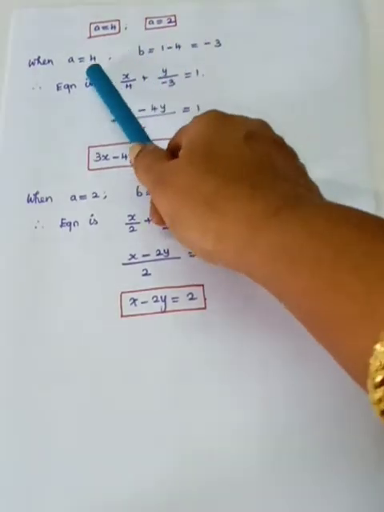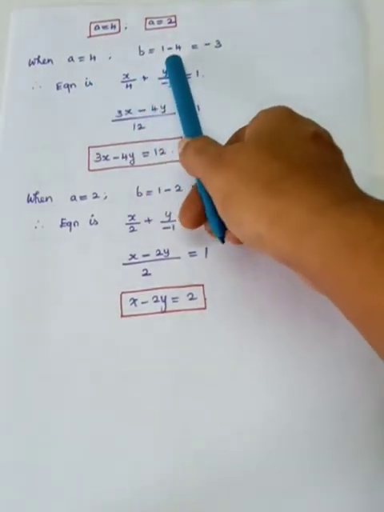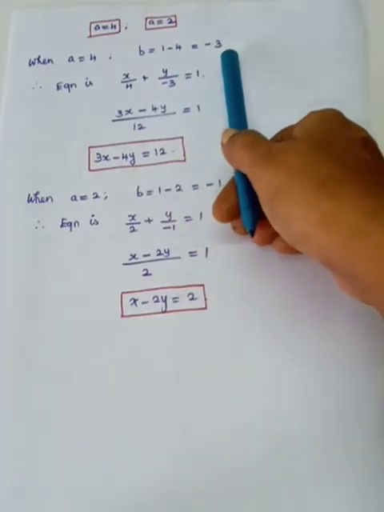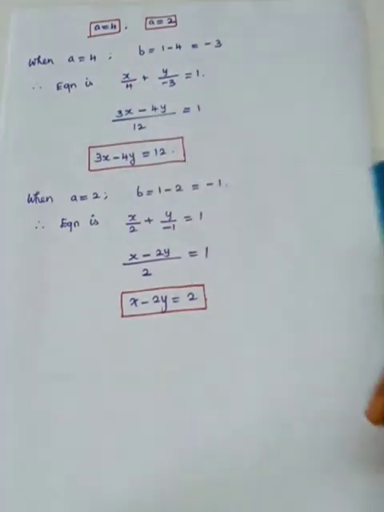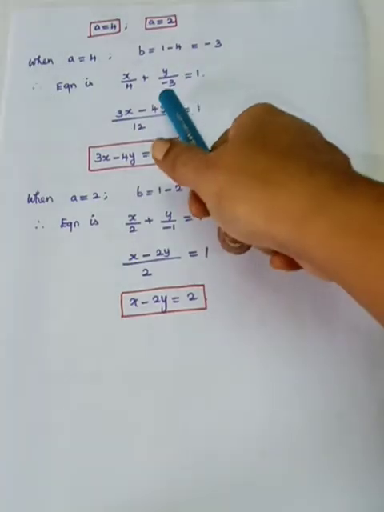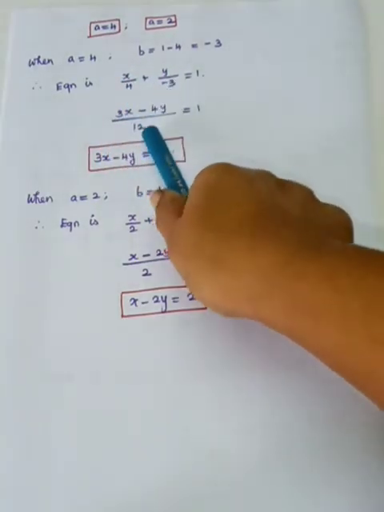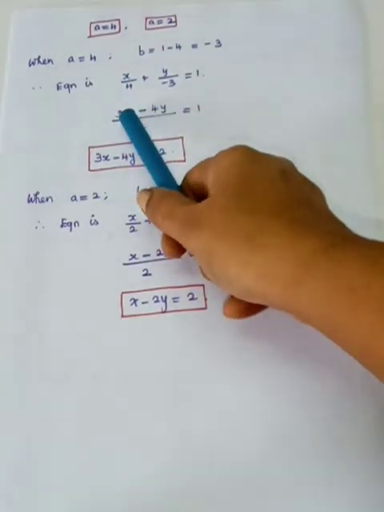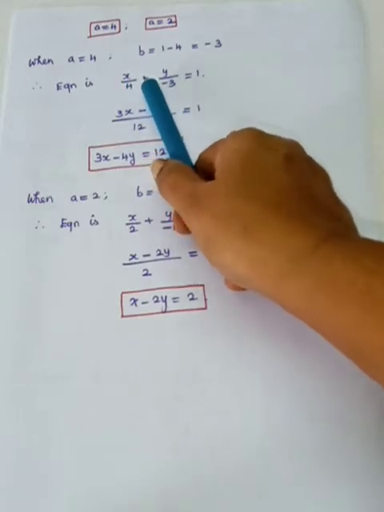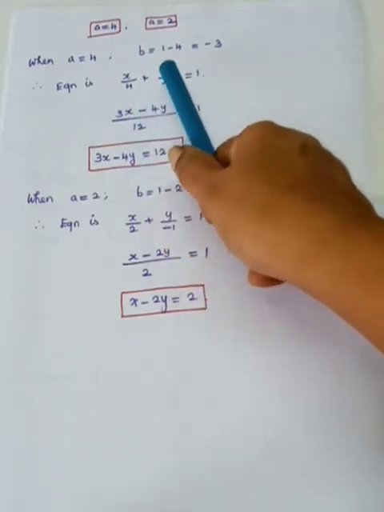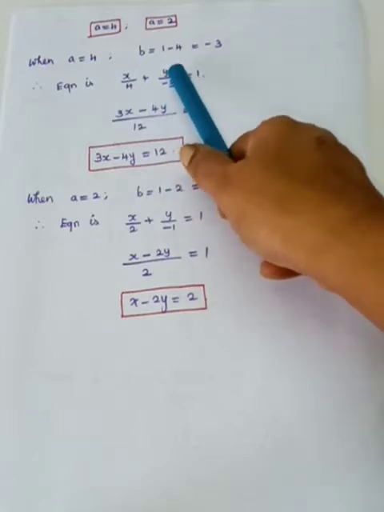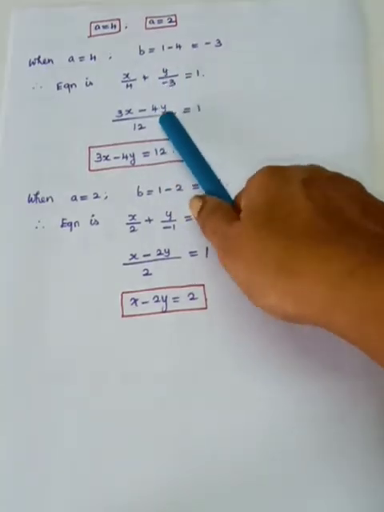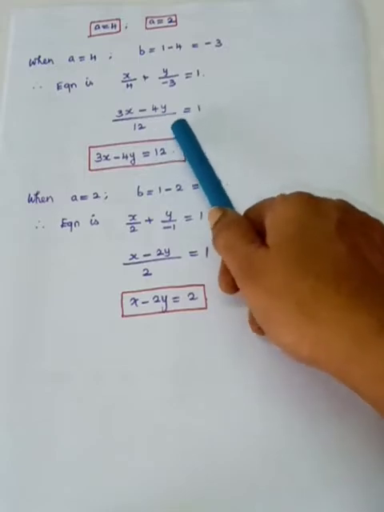Okay, so when a is equal to 4, b is equal to 1 minus a, so it is 1 minus 4, that is minus 3. A and b are there. So the equation is x by 4 plus y by b, and in the place of b you have minus 3, is equal to 1. So you have to take LCM. The LCM is 12. Here you have 4, so the numerator has to be multiplied by 3. So 3x. This minus sign you give to the second term, so it becomes minus, and LCM is 12. Here the y has to be multiplied by 4. So 3x minus 4y is equal to 12.